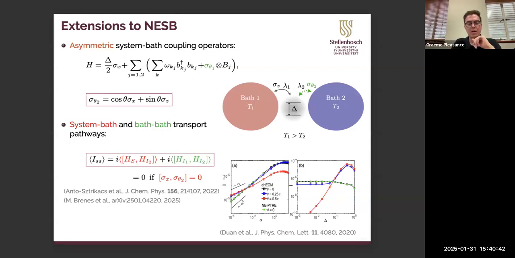So that was quite an interesting variant of the basic model that I showed previously. And now in the remaining 15 minutes or so, I'll talk more specifically about some of the work that I did, which was motivated by these types of variants of the basic non-equilibrium spin-boson model.